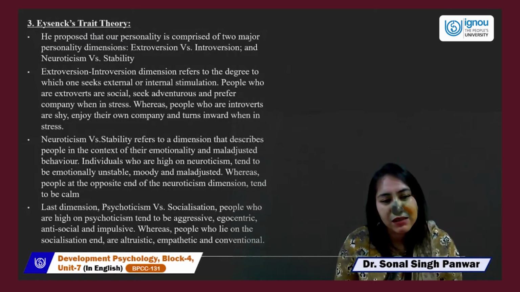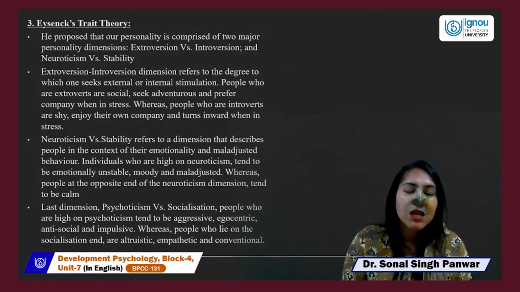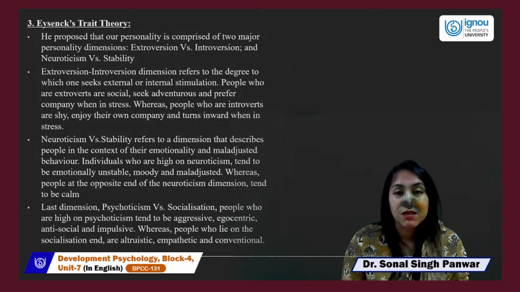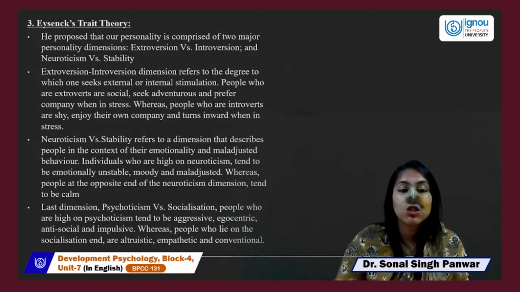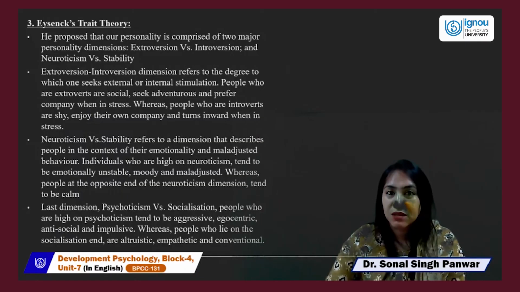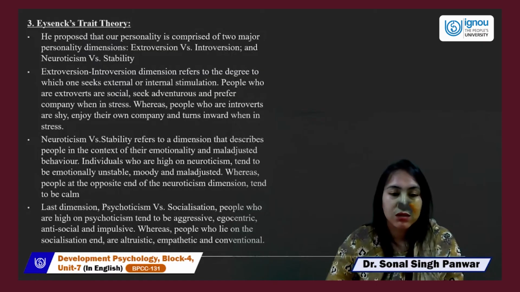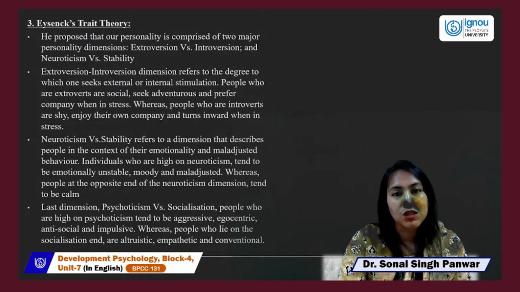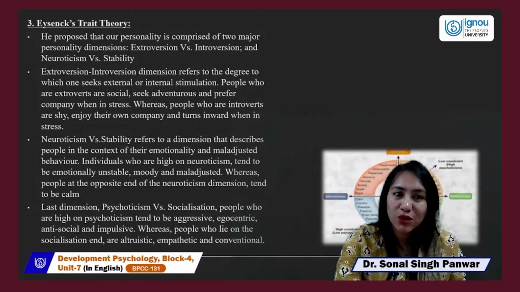There was also a third category, which was called psychoticism. Psychoticism were people who were aggressive, egocentric, antisocial, and there were socialized people, the opposite, helping other people, altruistic, empathetic, and conventional. So this was Eysenck's theory.